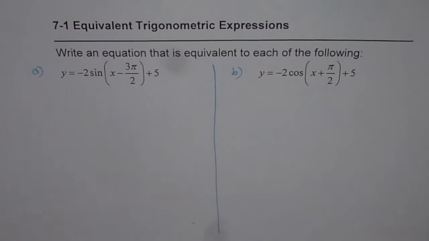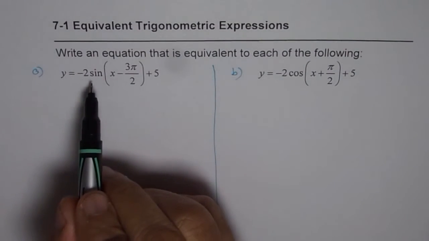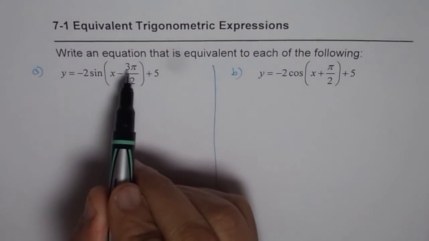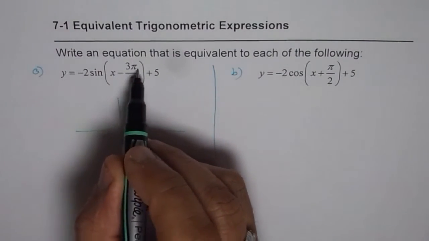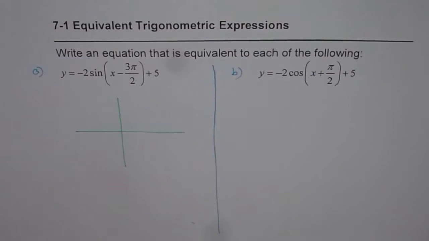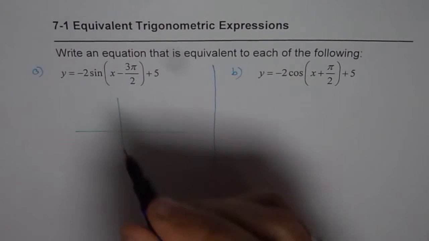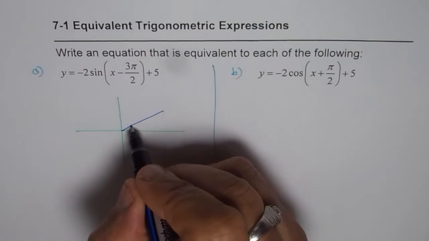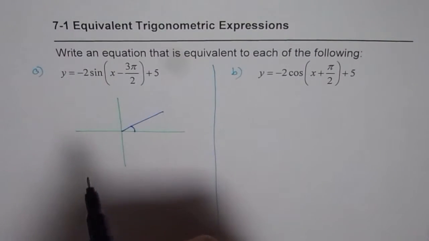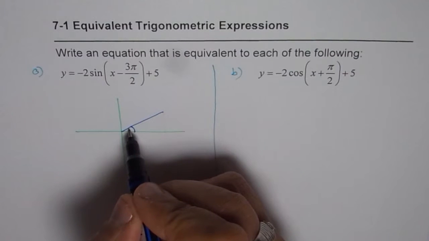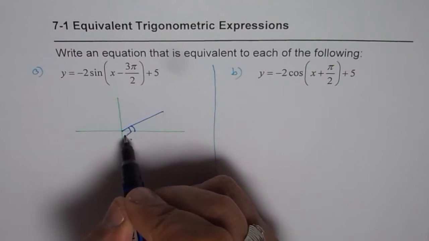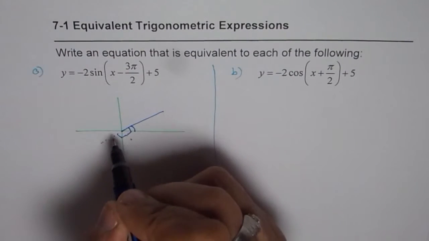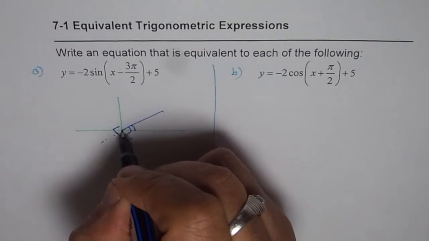Now let's do the first one, which is minus 2 sine (x minus 3 pi by 2) plus 5. Now when we say sine of x minus 3 pi by 2, it means what? It means that the angle, let us say, is x here. Then we do minus 3 pi by 2. That means from here we take away one pi by 2, so we come here, then we take the other pi by 2, we go right across, and then we take another pi by 2. So we land up here somewhere.